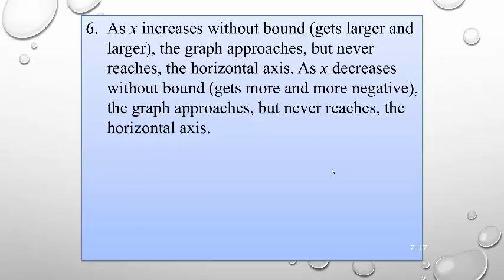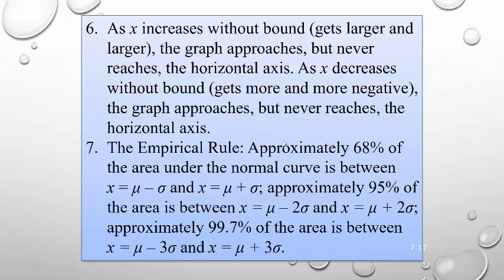Next thing, as x increases without bound, so as x gets larger and larger, the graph approaches but never reaches the horizontal axis. It's the same thing as x decreases without bound, meaning x gets more and more negative. It approaches the horizontal axis, but never reaches it. And the empirical rule, which we learned a while ago, holds. Approximately 68% of the area under the normal curve is between the mean minus one standard deviation and the mean plus one standard deviation. Approximately 95% of the area is between the mean minus 2 standard deviations and the mean plus 2. And if you take it out to a third standard deviation like we learned, it's 99.7%.